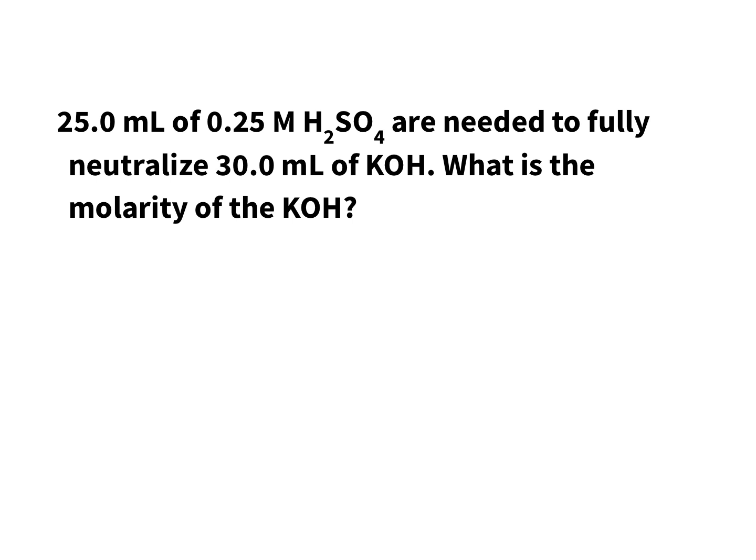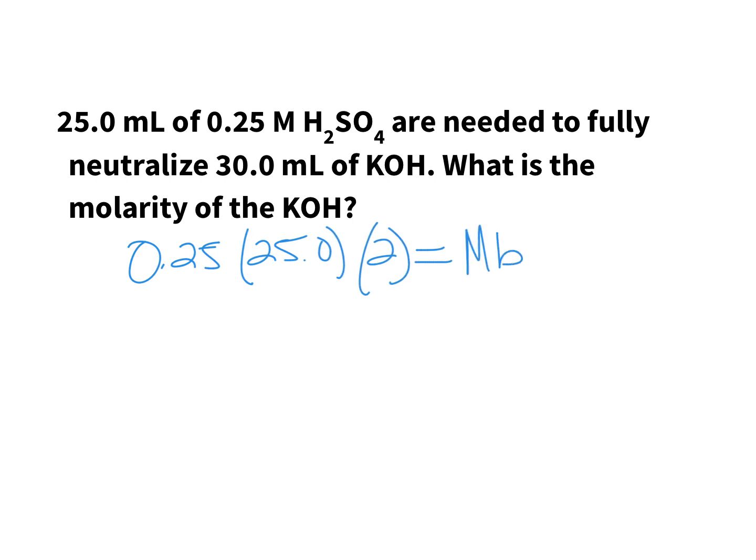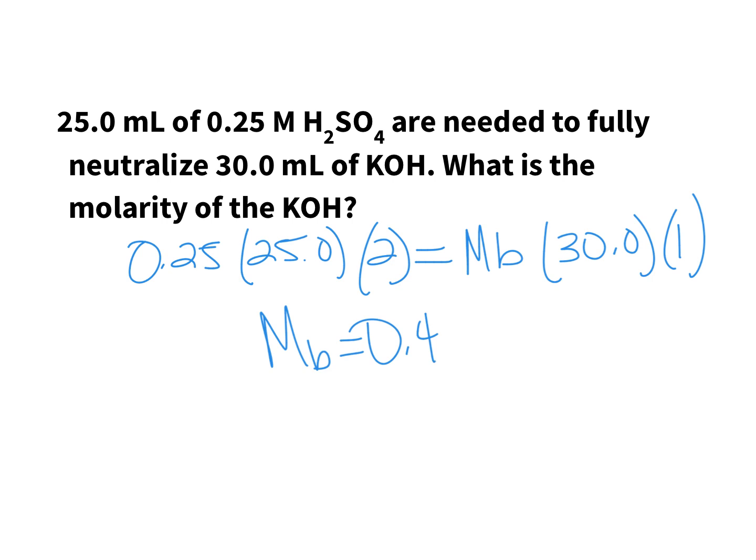So this one we have 25 milliliters of 0.25 molar H2SO4, and we want to fully neutralize 30 milliliters of KOH. What's the molarity of the KOH? So we have the 0.25 concentration of the H2SO4. We have 25 milliliters of that, and there are actually 2 hydrogens in H2SO4. We don't know the concentration of the base that we're trying to solve for. We know that the volume is 30 milliliters and there is 1 OH. So we're going to go ahead and multiply these 2 together, divide by 30, and we'll get the concentration of the base to be 0.42 molar.